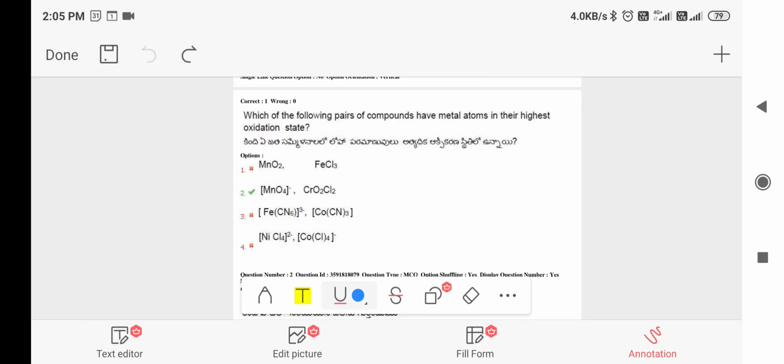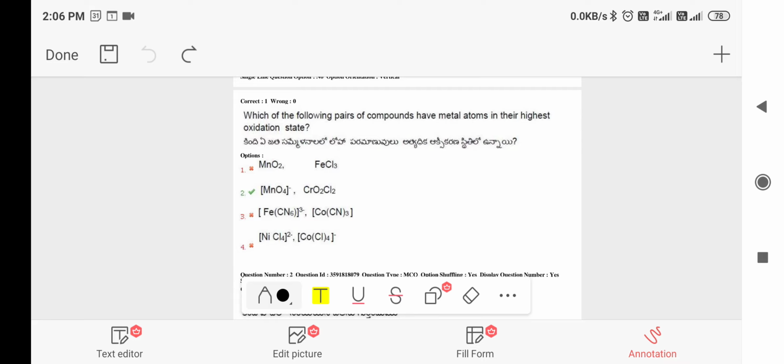The first question here is: which of the following pair of compounds have metal atom in their highest oxidation state. Among the options given below, which pair has the metal atom with the highest oxidation state? That is what they are asking.